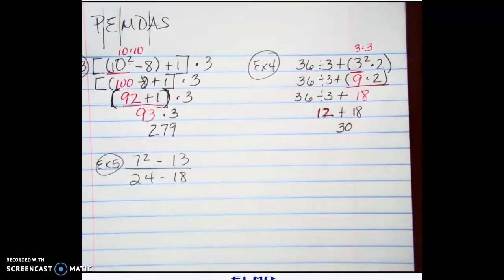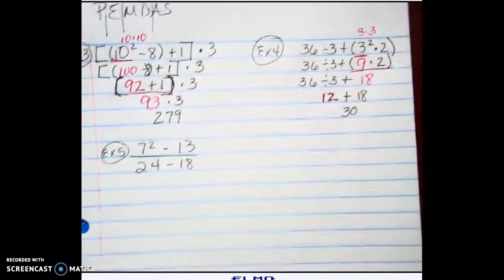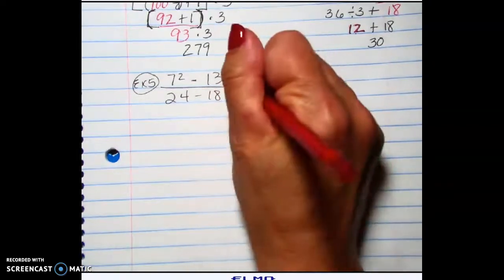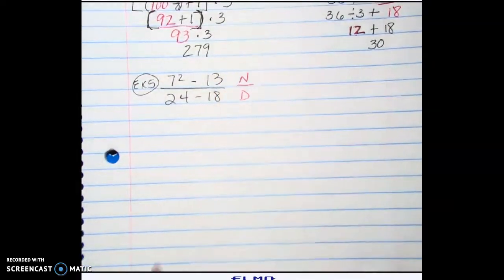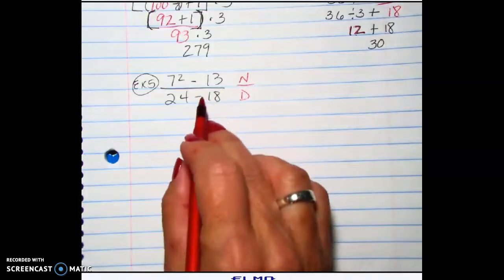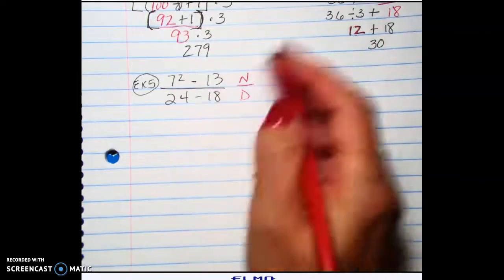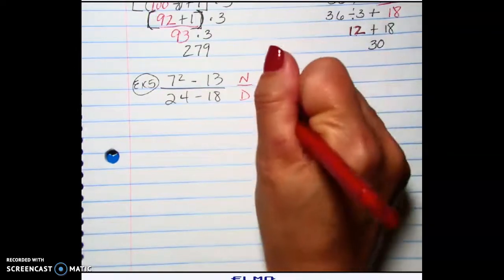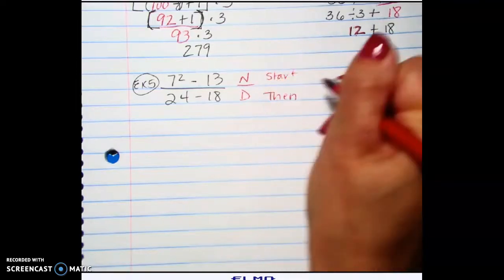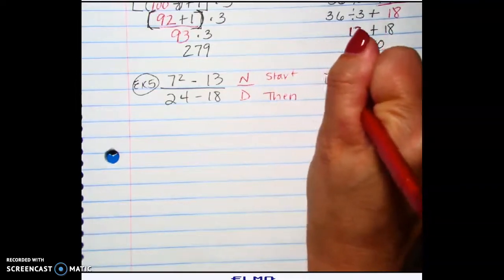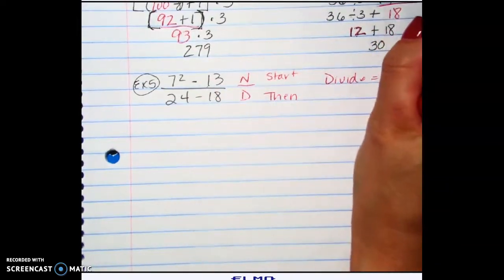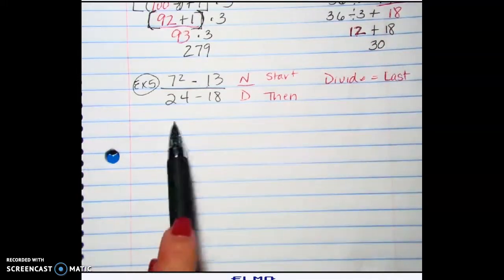I want to do one more because this one is a little bit different. So we have a numerator and a denominator. And so what we do is we work these separately. So when we have a fraction, we always start here, then here. So this is start, then, and you divide last because every fractional amount is division. Divide last. Okay, so let's go ahead and do that.